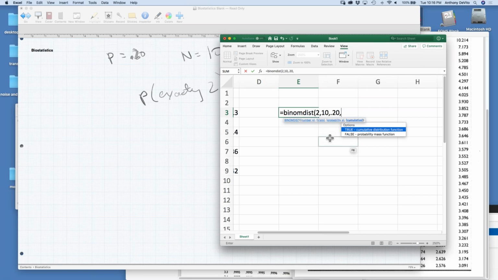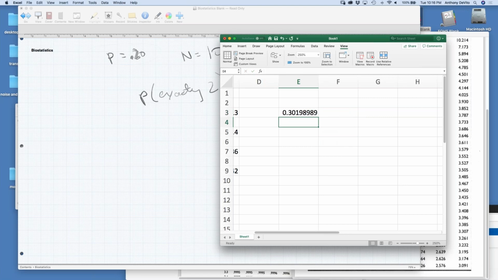The question was the probability of exactly 2 out of 10. So I say false. I don't want it to be cumulative. I just want that one specific outcome. And that probability is 30%. There's a 30% chance that if you sample 10 people, 2 out of the 10 would tell you that they bike to work on a regular basis.